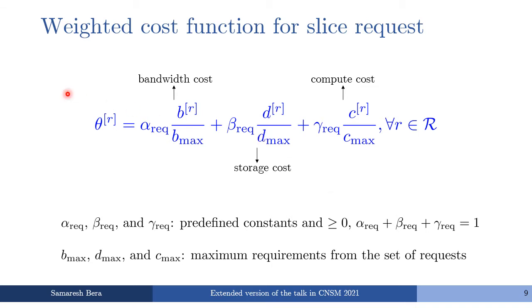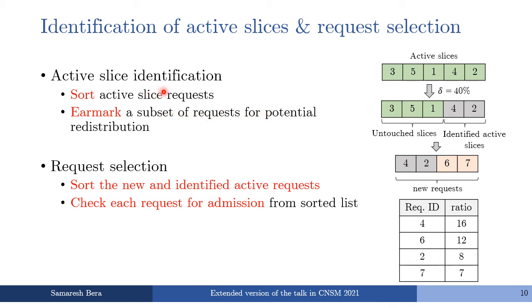So for slice request selection, we design a comprehensive weighted cost function that consists of bandwidth, storage, and compute cost. In terms of bandwidth, we have B_r, the bandwidth requirement by the request r, and B_max is the maximum bandwidth requirement from the set of new requests. Similarly, for the storage and compute, we have predefined constants alpha, beta, and gamma. These are used to capture the relative importance between the bandwidth, storage, and compute cost. Based on this cost function, we identify the active slices for potential redistribution. We sort the active slice requests based on the cost function and the reward associated with the request, and we earmark a subset of requests for potential redistribution.